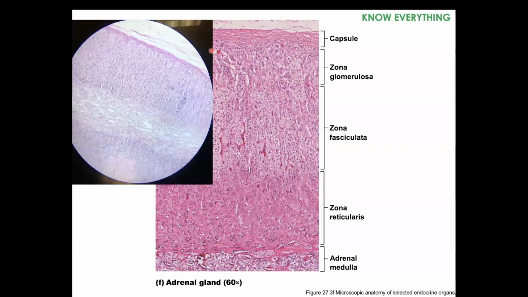And again, on the microscope image here, you can see the different layers of the adrenal gland. You will not need to be able to identify the layers on the microscope image, but you will need to be able to identify them on this image here.